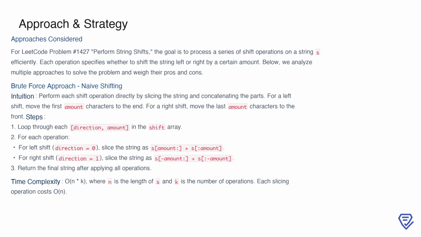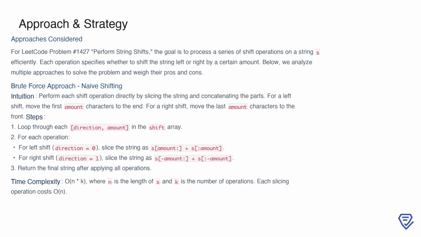The idea here is straightforward. For each shift operation, we directly manipulate the string based on the given direction and amount. For a left shift, we take the first segment of the string and move it to the end, while for a right shift, we take the last segment and move it to the front. This is achieved using string slicing and concatenation.